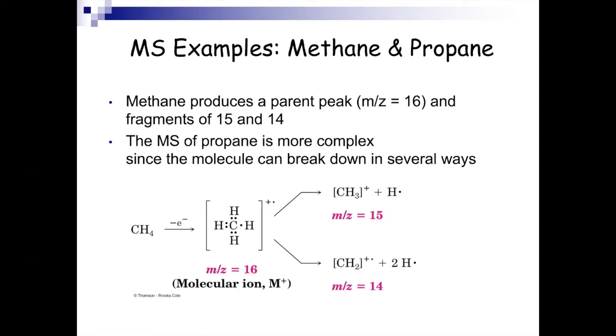Okay, so now if we turn our attention to fragmentation in mass spectrometry, let's look at methane. Methane produces a parent peak of m/z ratio of 16. We've already talked about that. And now we do see fragments that are at 15 and 14. We break the bond between the carbon and hydrogen in one case, and then we break a second bond between a carbon and hydrogen, so that we have two hydrogens that break off, so our fragment then is 14.